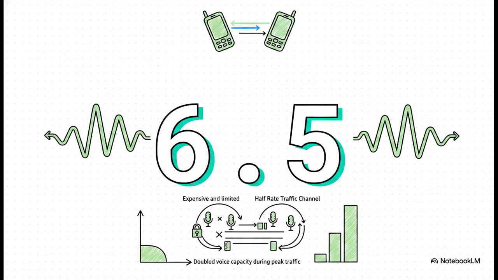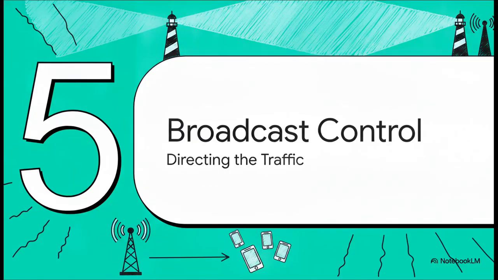But as any engineer knows, spectrum is incredibly expensive and highly limited, which is exactly why engineers developed the half-rate traffic channel. By applying much heavier compression algorithms, a half-rate channel transmits speech at 6.5 kilobits per second. This is a brilliant piece of network design because it allows two entirely separate half-rate traffic channels to share a single physical space on the airwaves. By dropping that bitrate in half, network engineers can literally double the voice capacity of a cell during peak traffic hours, all without needing to install any new hardware or buy any new spectrum. Which brings us to Section 5, Broadcast Control Channels, directing the traffic.